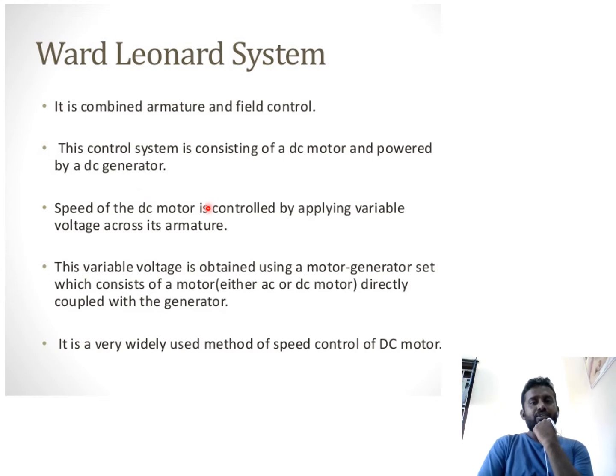Speed of the motor is controlled by applying variable voltage across its armature. This variable voltage is obtained using a motor generator set, which consists of a motor, either AC or DC, directly coupled with the generator. Speed of the motor is controlled by applying variable voltage across its armature, and it is a very widely used method for speed control of DC motor.